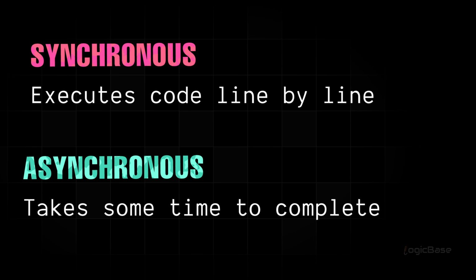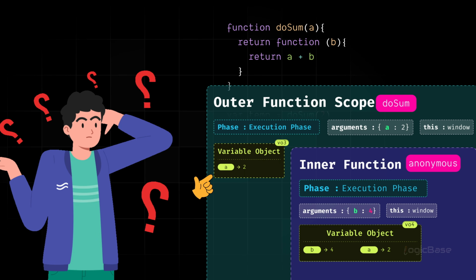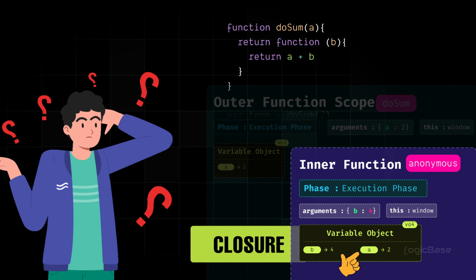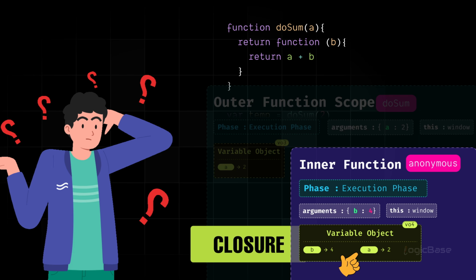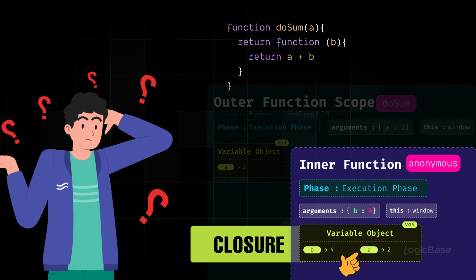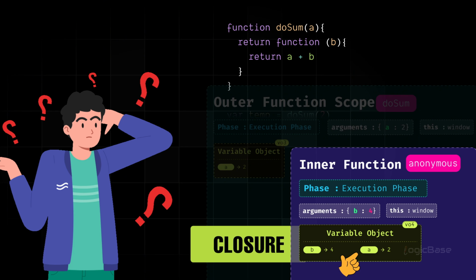So the question is, if the outer scope has already finished by then, how does the inner function still remember the values of the outer variables? This is exactly where the true power of closures comes in. A closure keeps the references to the outer scope as long as the inner function hasn't executed yet. That means whether the code is synchronous or asynchronous, closures work the same way.